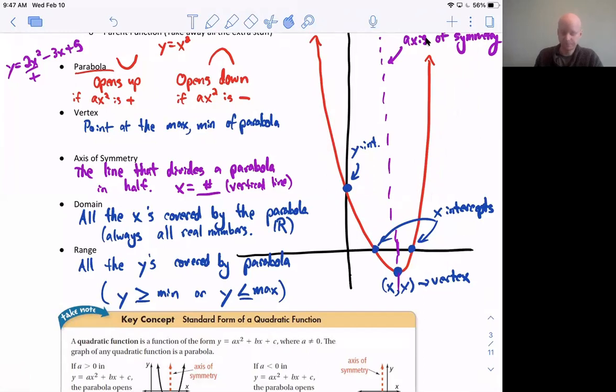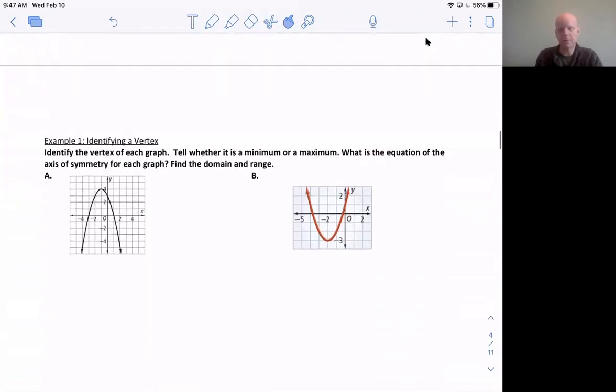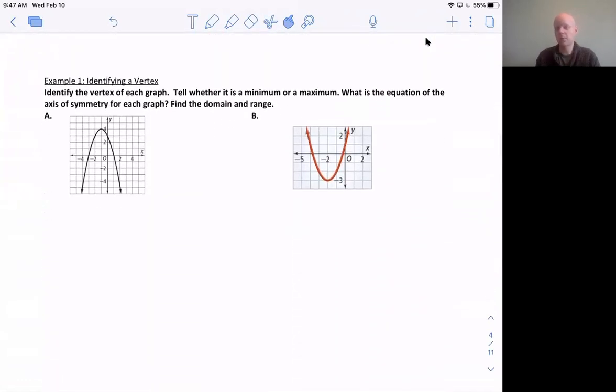What I'd like us to do now is take a look at just a couple examples here. And really, the name of the game today is just the anatomy of the parabola.